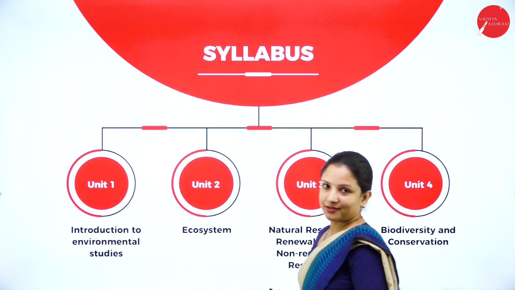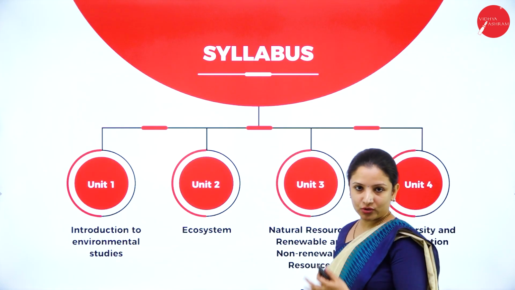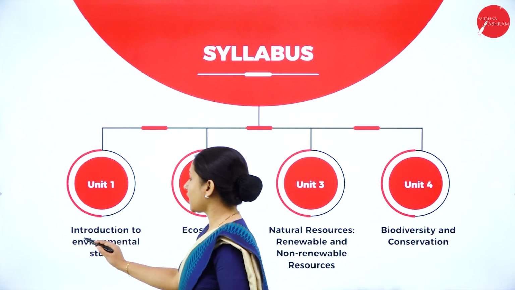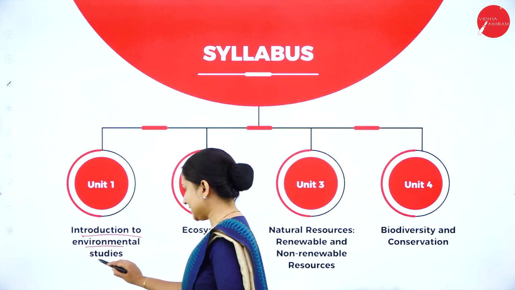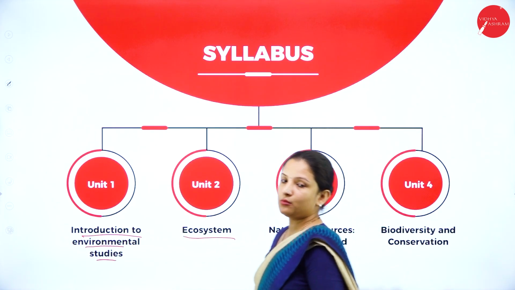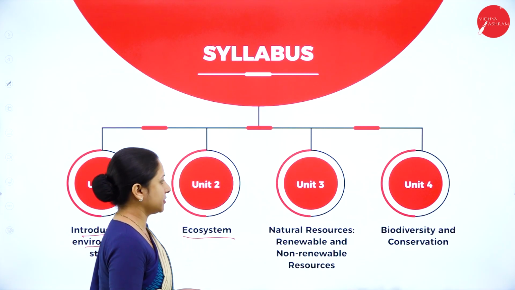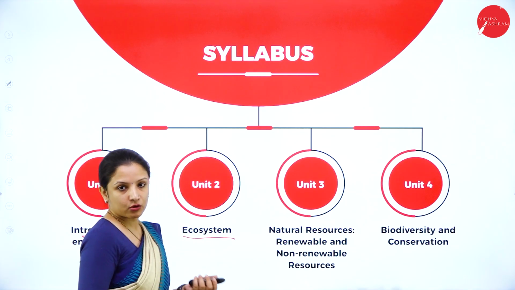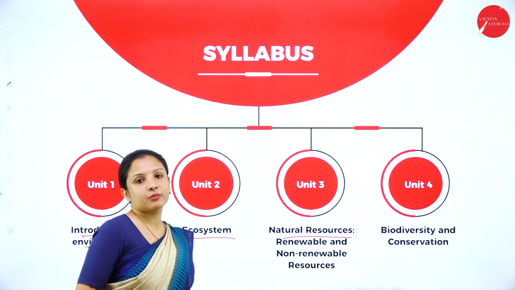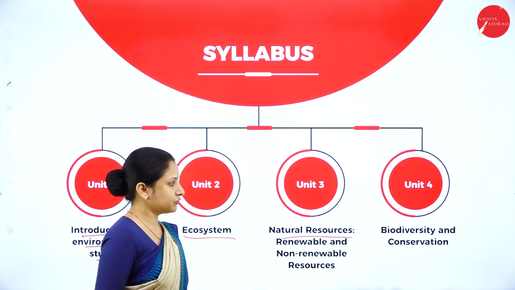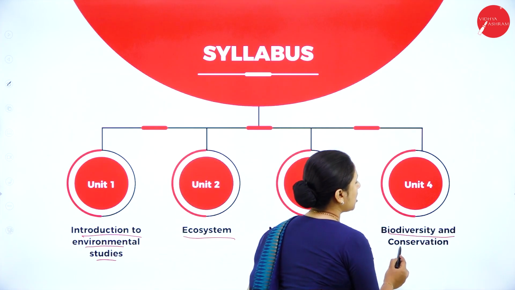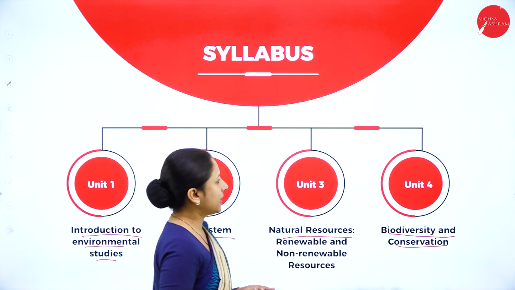So talking about the syllabus, there are totally 8 units in this syllabus. In unit 1, they have kept Introduction to Environmental Studies. In unit 2, we completely study about the ecosystem, what are the components of the ecosystem and all that. In unit 3, we need to know about the natural resources, that is, what are the different renewable and non-renewable natural resources. And in unit 4, we talk about the biodiversity and how to conserve the biodiversity.